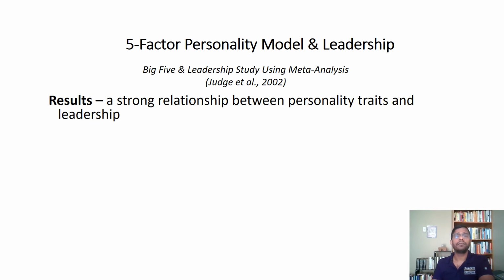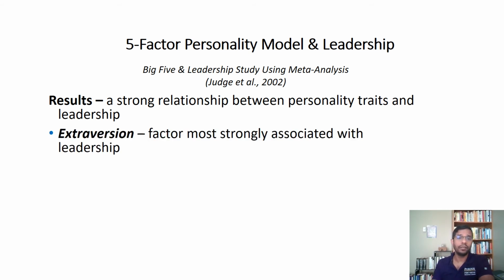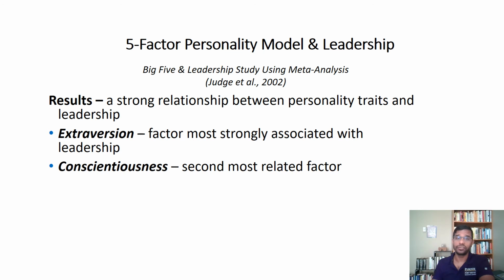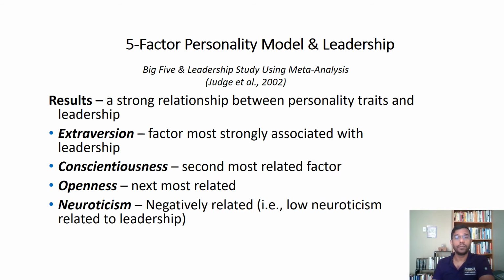So the first thing that we see is that we find a strong relationship between the personality traits and leadership. And when it comes to the big five personality traits, the most strongly associated trait turns out to be extraversion. Then it is conscientiousness. That's the second most related factor with leadership. Next comes openness. Next is neuroticism, but it's related negatively, right? So the more neurotic you are, the less likely you will be a leader, or the less likely you will be effective as a leader.